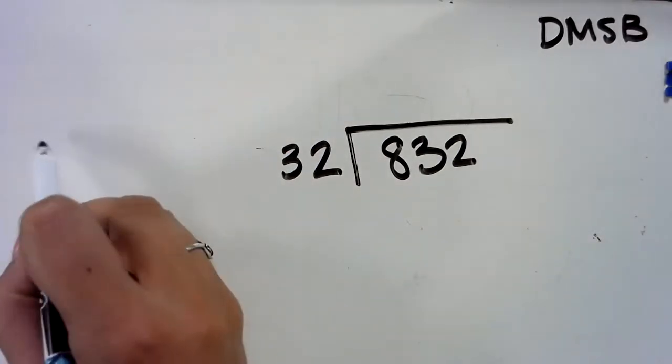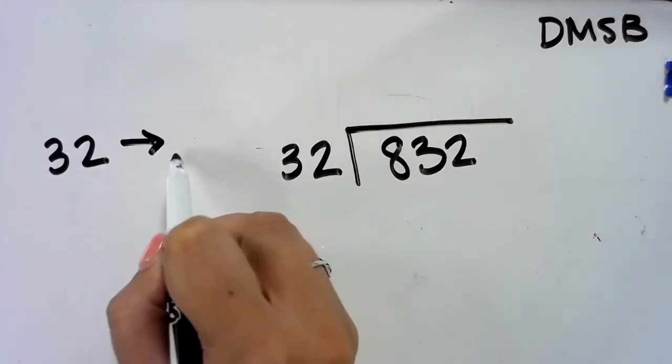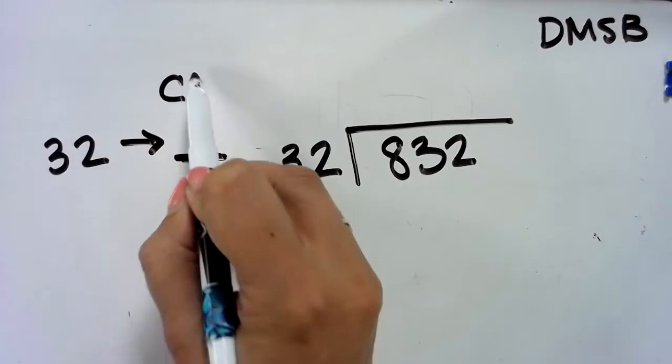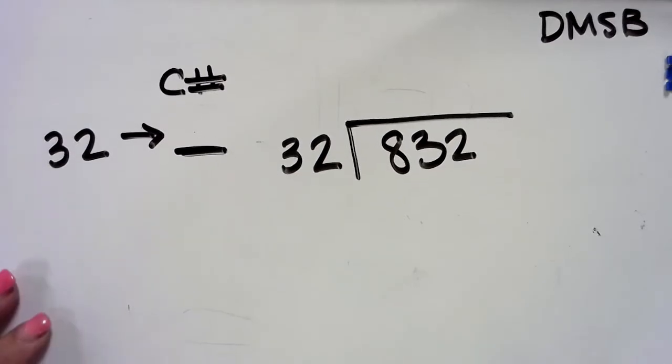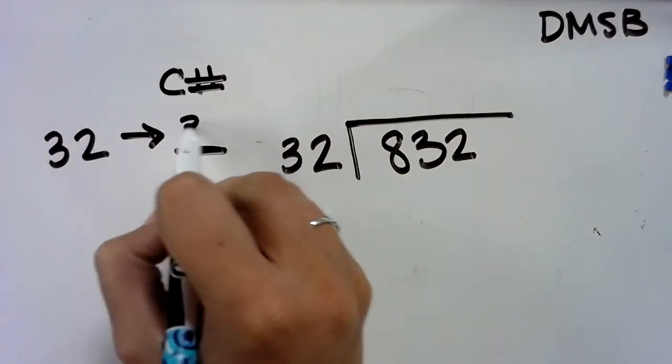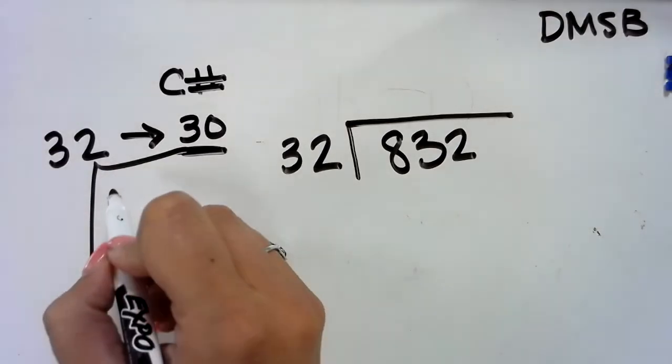Over here, I want you to put your real number you're dividing by and give me a good estimate or a compatible number. I'm going to give you just a second to think of that compatible number. So what is 32 really close to that is easier to think of in your head? Okay, so if you picked 30, that is great. Absolutely great job.